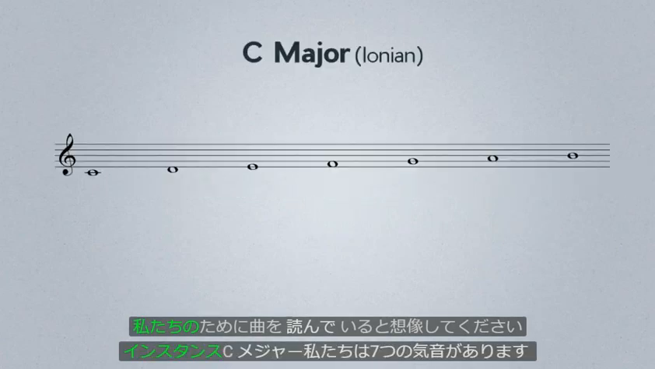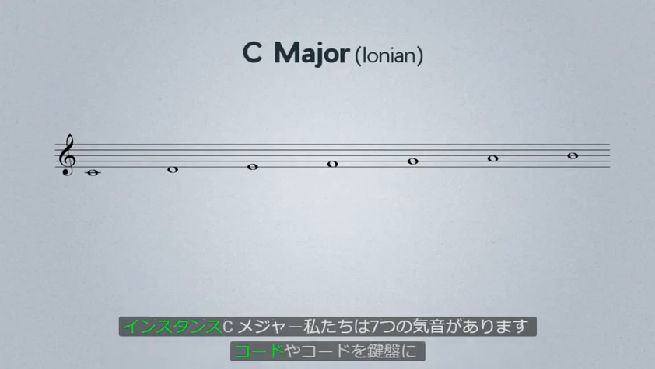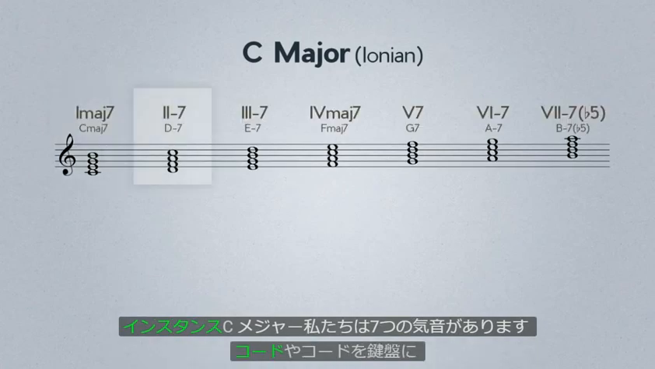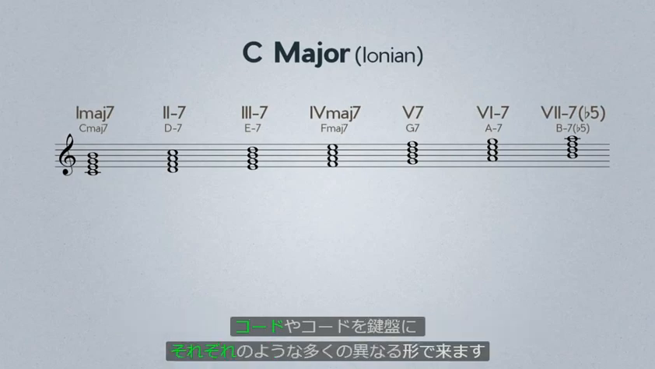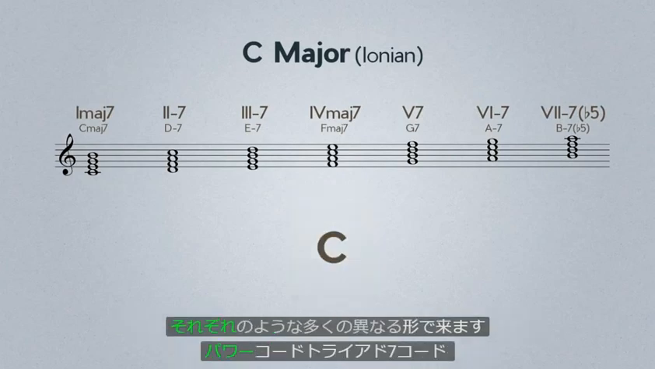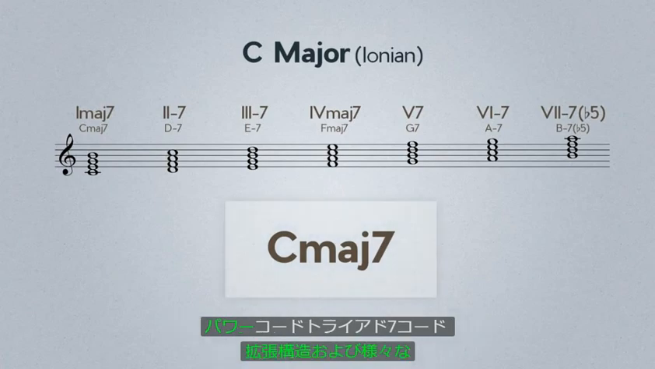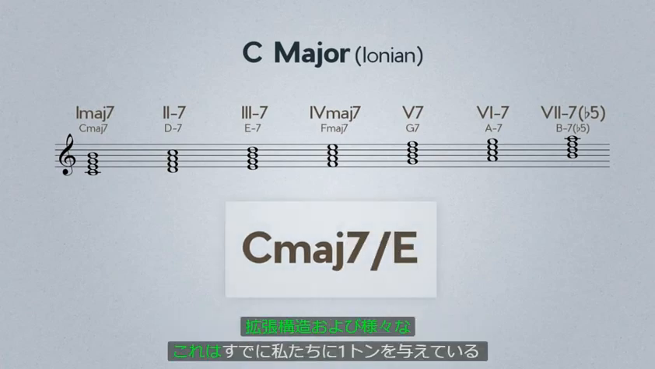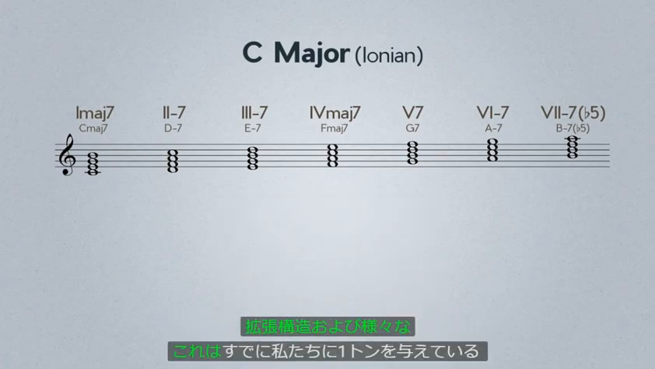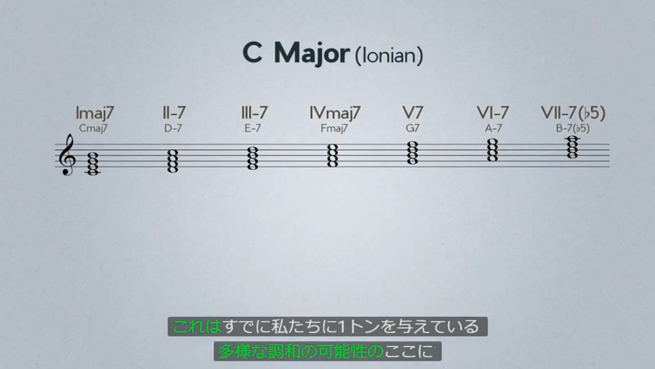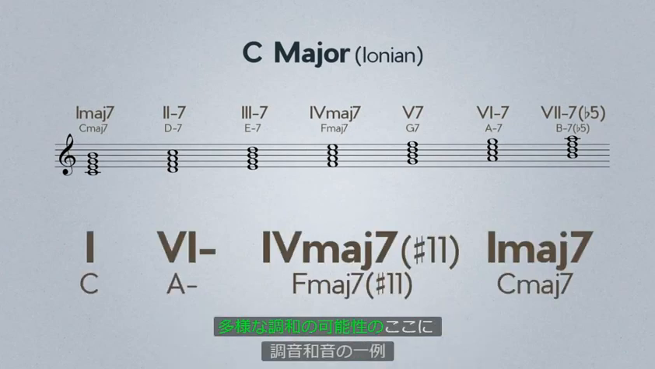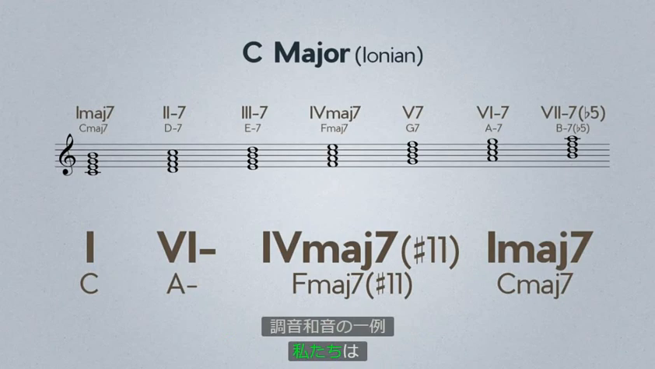Imagine we're writing a tune in, for instance, C major. We have 7 diatonic chords, or chords in the key. And they can each come in many different forms, like power chords, triads, 7th chords, extended structures, and various inversions. This already gives us a ton of diverse harmonic possibilities. Here's one example of a diatonic chord progression we might come up with.